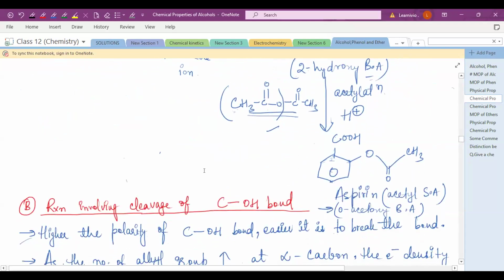Please practice this mechanism by yourself. Two to three times, four times, maximum times practice, then you will be mastering that.